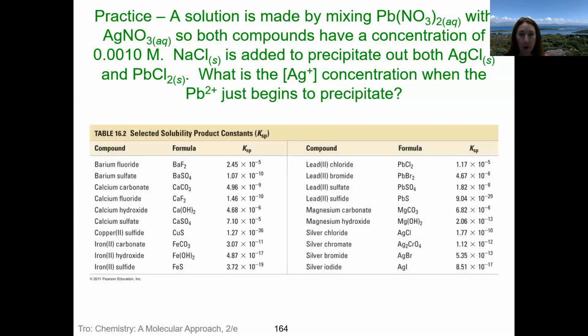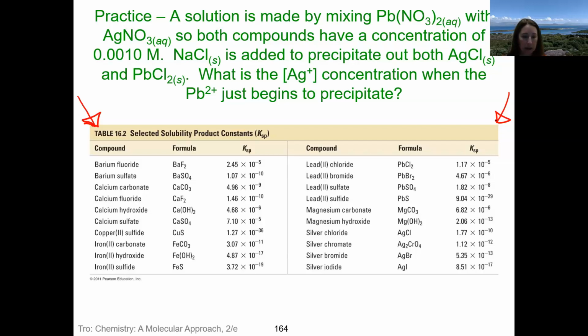Oh, we're back to there. This is, by the way, where I was getting all those Ksp's from, this table. Okay, a solution is made by mixing lead nitrate with silver nitrate. Both compounds have a concentration of 0.001 molar. Sodium chloride is added to precipitate out both AgCl and PbCl2. What is the silver ion concentration when Pb2+ just begins to precipitate?